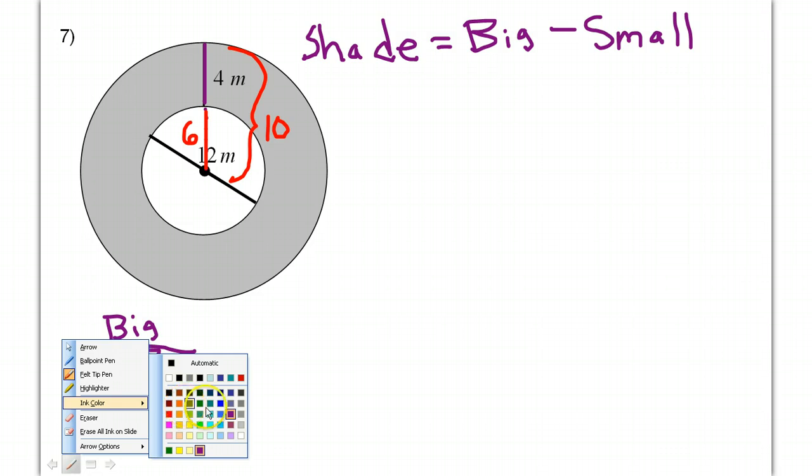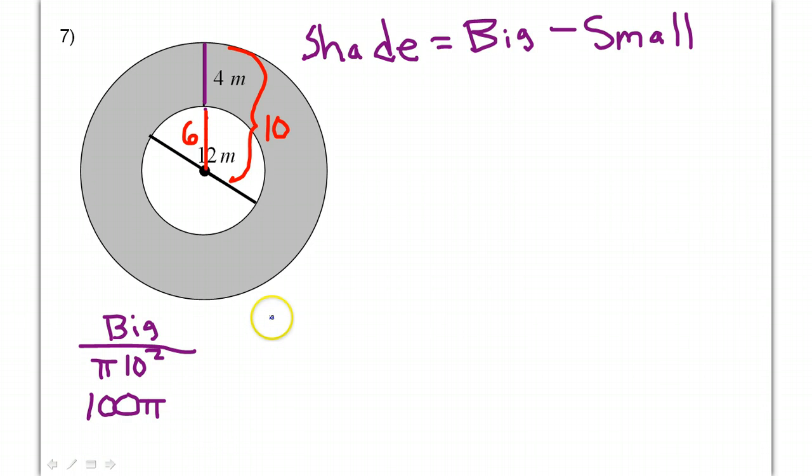Now, what about the small circle? The radius of the small circle is 6. Please make sure you're using 6 and not 12. So the small circle is going to be 36 pi. And then you subtract the small from the big.